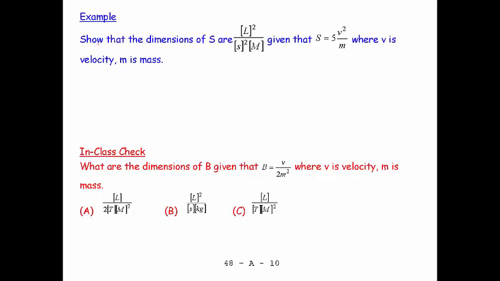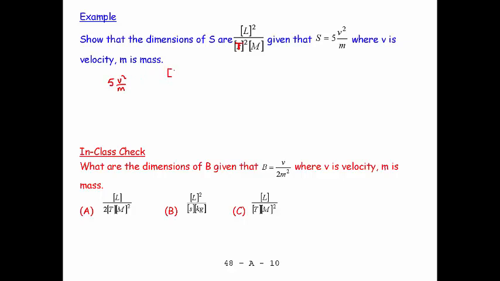Show that dimensions of a parameter S, length squared over, that should be, I'm sorry, I didn't spot that, that's a time. There's me thinking in units. Over time squared times mass, given the equation. So what you say is, well, the dimensions of, let's write down the equation, it's 5v squared over m, where v is velocity and m is mass. So the 5 goes away, so forget about it.